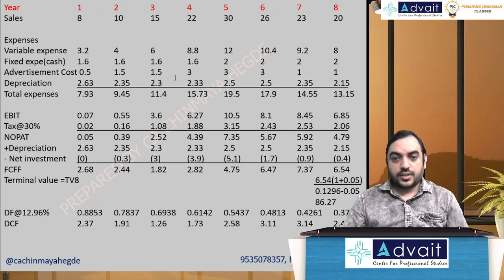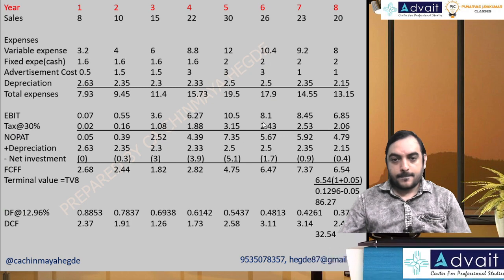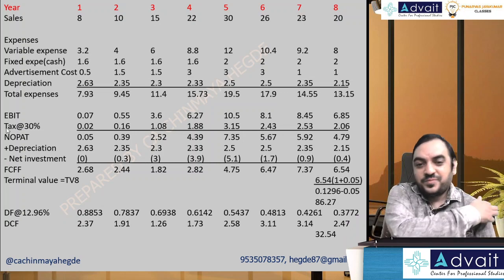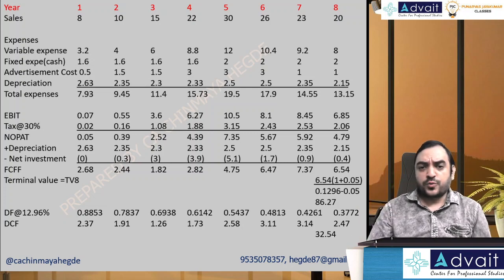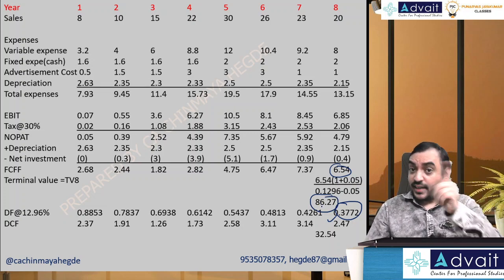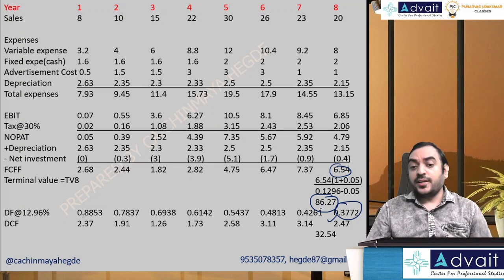Just 1 second. Okay. Hope you're able to get the last number. I was supposed to write one more column. 6.54 into 0.3772 is 2.47. Terminal value also should be brought down to today's value. That is year 9 onwards, that means year 9 onwards you get at year 8. And with the year 8 discounting factor 0.3772, you get 32.54.